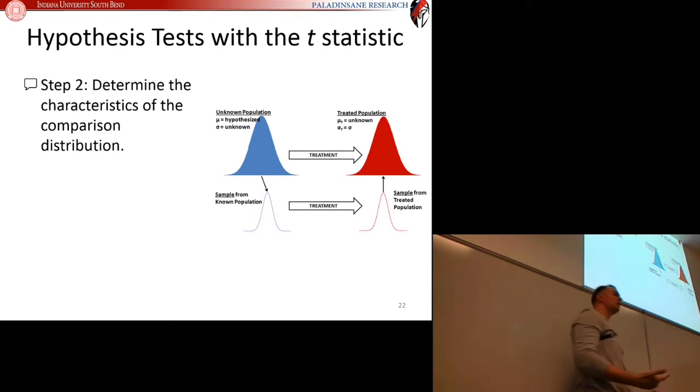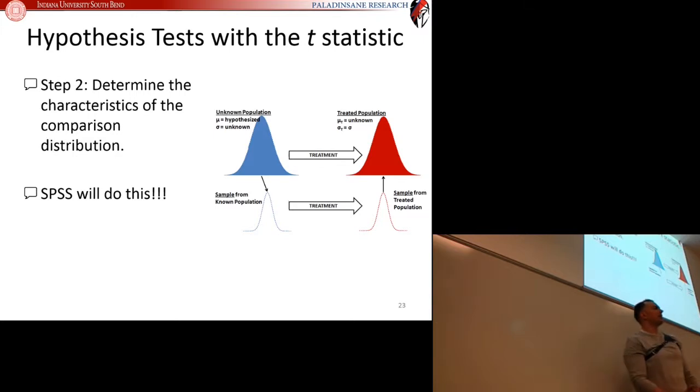All right, step 2, determine the characteristics of the comparison distribution. We learned how to do this in chapter 6. Very nicely, SPSS will do this for us. So SPSS will now calculate the characteristics of the comparison distribution for us. We just need to know where to go and find that information.